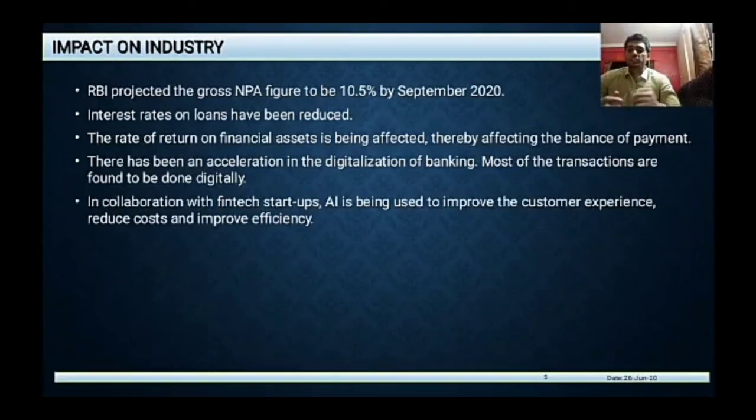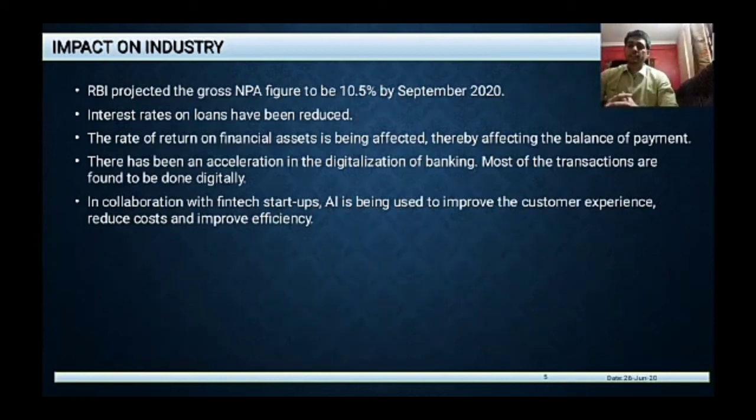The first point is that the RBI projected the gross NPA figure to be 10.5% by September 2020. Now, what is NPA? NPA stands for non-performing assets, a term given to loans where people are not paying their monthly installments to the banks within a period of 90 days. The Reserve Bank of India expects the asset quality of Indian banks to worsen by September, as the macroeconomic situation hasn't improved. The gross non-performing asset ratio for scheduled commercial banks could worsen to 10.5% by September 2020 from 9.9% in the first half of the current financial year.